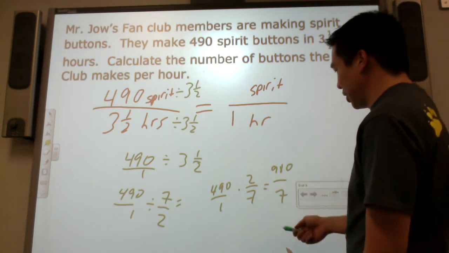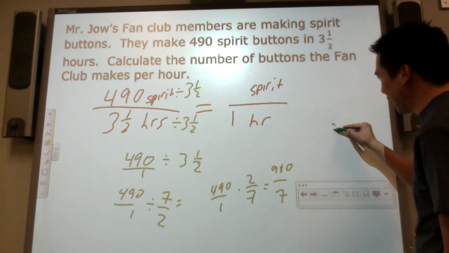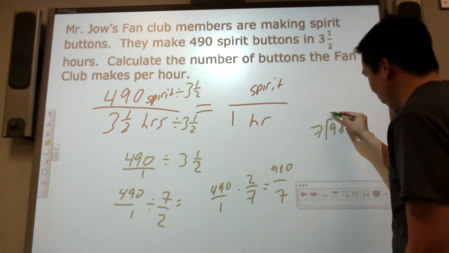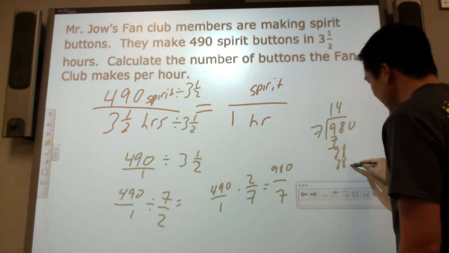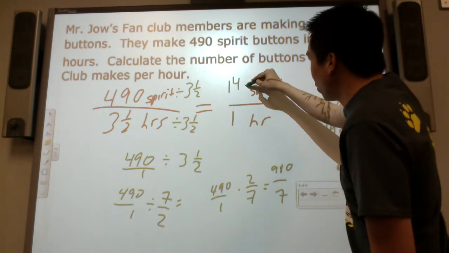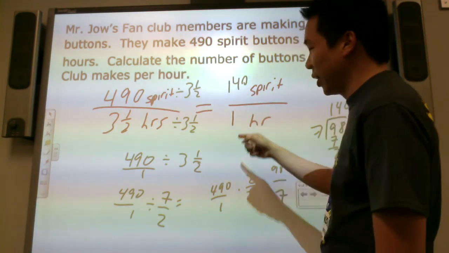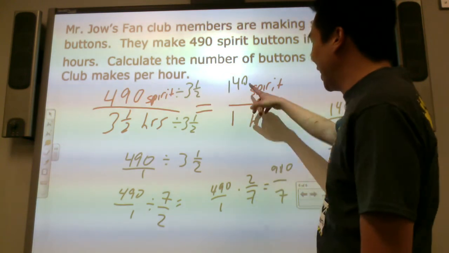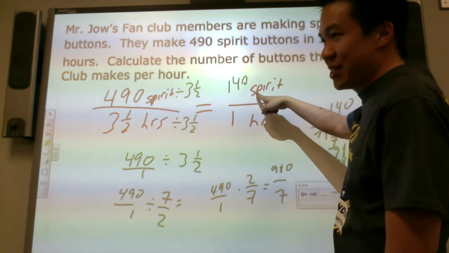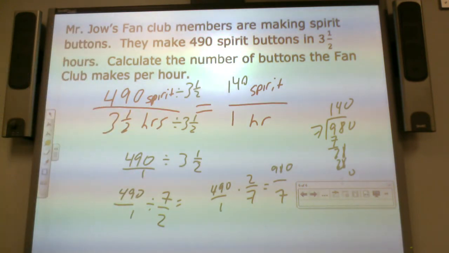Now, I'm sure you can turn this back into a mixed number. How many groups of 7 go into 980? Let's see. 1 time, 4 times. So 140 spirit buttons every hour. So every hour, 140. Every hour, another 140. And then for the half hour, they do 70, so 3.5 hours would be 490 spirit buttons.